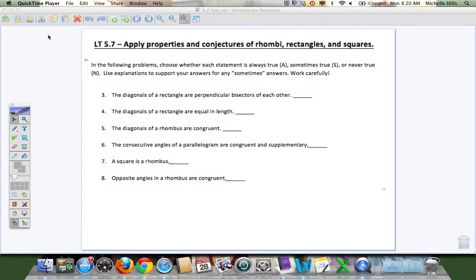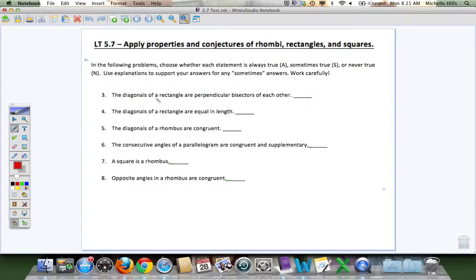In order to be successful in 5.7, you really need to know what the traits are of the different special quadrilaterals. So this is an always, sometimes, never, and if it's sometimes, you have to explain why it's only sometimes. The diagonals of a rectangle are perpendicular bisectors of each other.